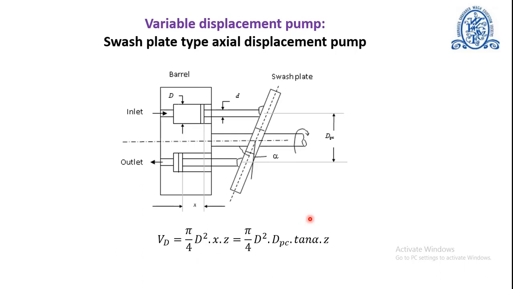However, X can be expressed in terms of alpha. From this figure it can be seen that X can be expressed as dpc into tan of alpha. Thus volumetric displacement can be obtained as pi by 4 D squared, where D is the piston diameter, multiplied by dpc into tan of alpha into the number of pistons Z.